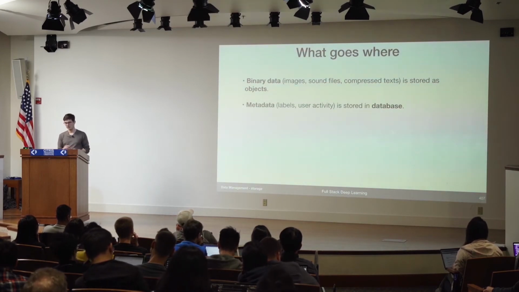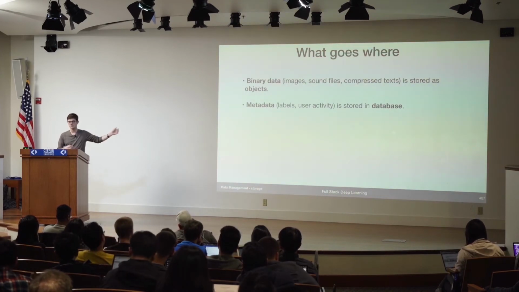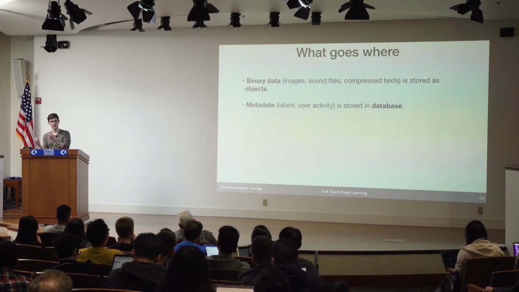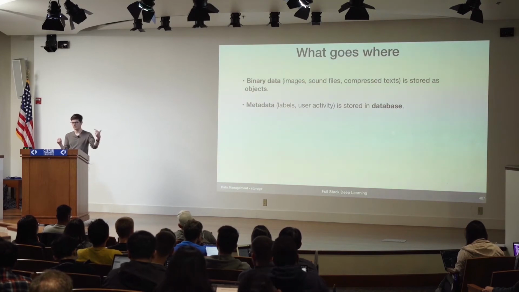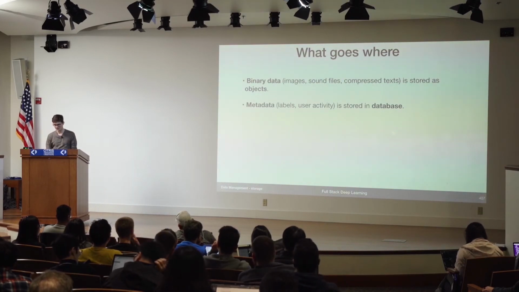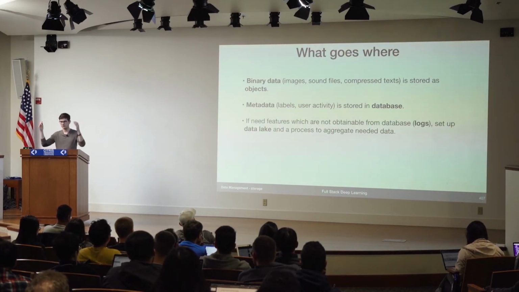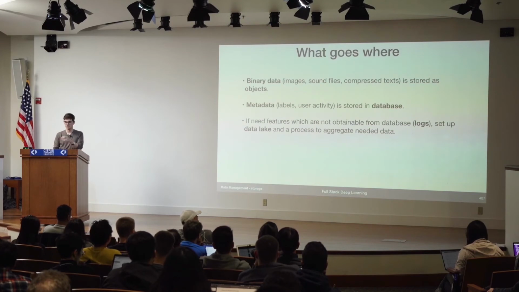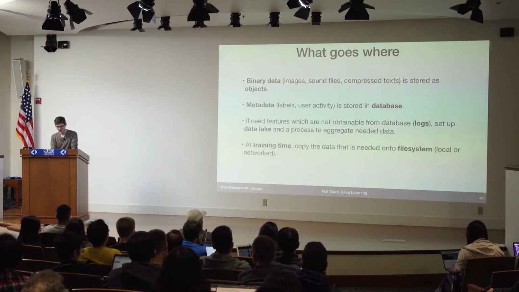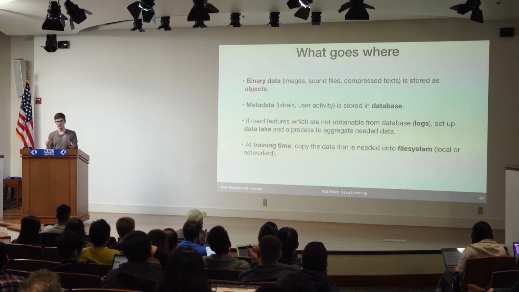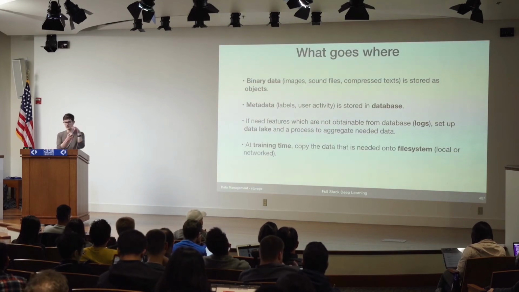For example, maybe I'm working on a computer vision app, so I have a bunch of images. I store them in my object store, but as I label them, I store the labels in the database. So I would have the ID of the object and the label as a row in the database. If you need features that you didn't store in the database, for example from your user logs, then you can direct everything into a data lake, and later you can set up a process to aggregate what you actually need. At training time, when you will soon need a GPU and you actually start training, you copy the data that you need from all these sources onto the local file system or the network file system that your machine has access to.